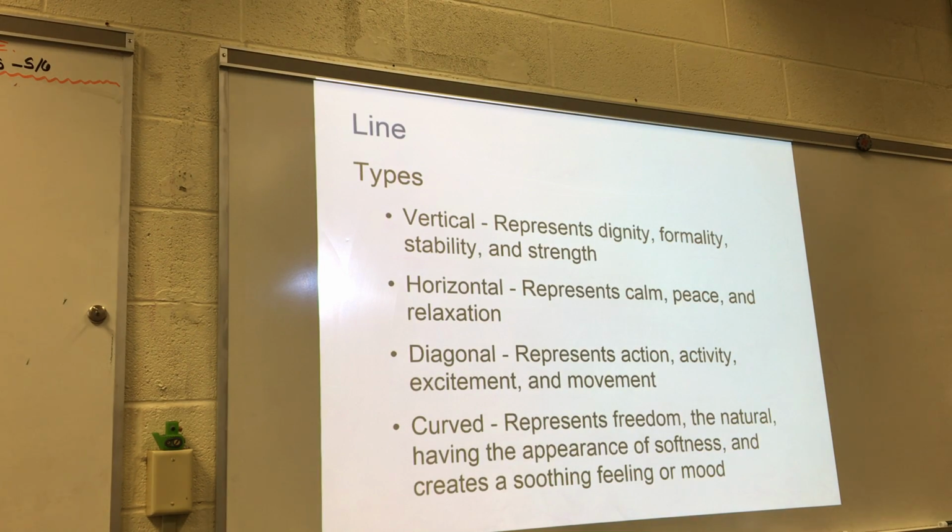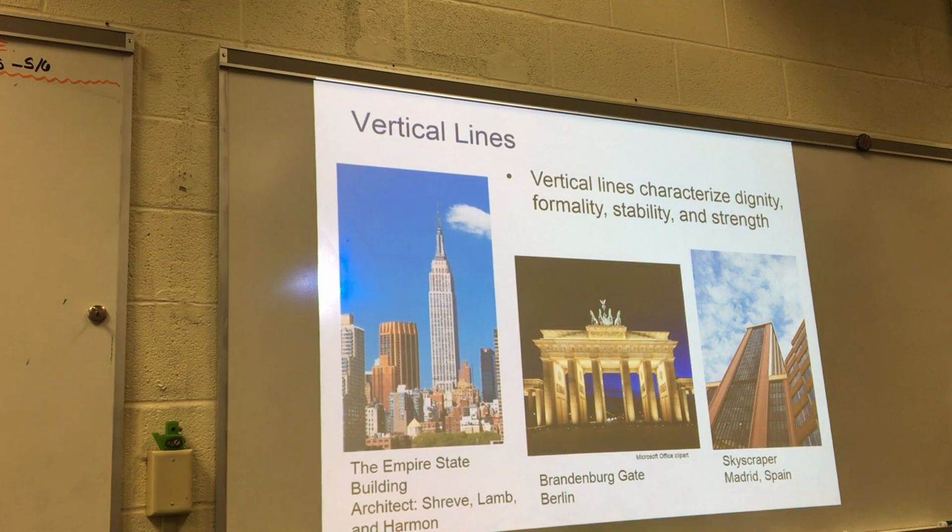We use lines of different types in different ways. The human psyche associates certain types of lines with certain attributes. We're going to look at those here for a second. Vertical lines are very formal. When you think of skyscrapers and government buildings and things like that, vertical lines are very emphasized. It gives a sense of power, a certain officialness to those types of objects.